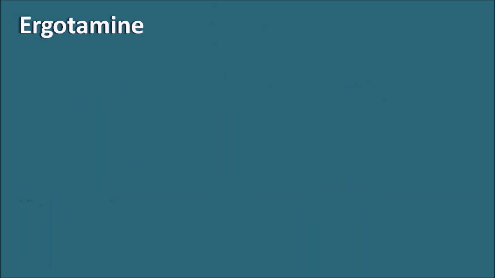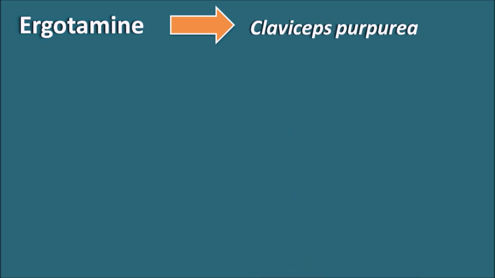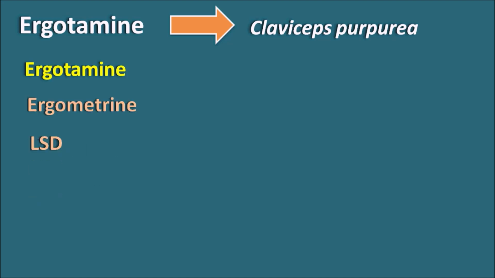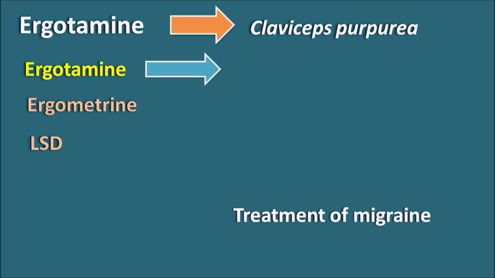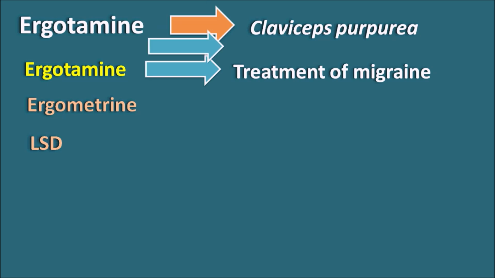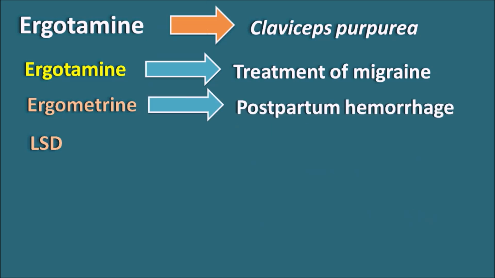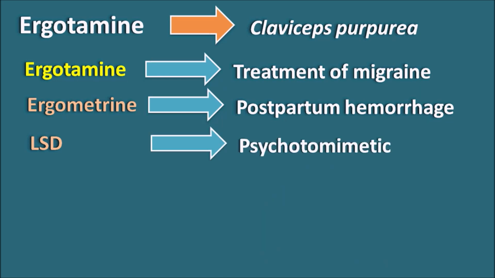And the next drug is ergotamine. Ergotamine comes from the fungus Sclerotium of Claviceps purpurea, and this produces many types of drugs like ergotamine, ergometrine, and lysergic acid diethylamide (LSD). Ergotamine is particularly used in the treatment of migraine, whereas ergometrine is used to prevent postpartum hemorrhage. And LSD is a natural product which is used as a psychotomimetic. It is not therapeutically used, but it can be used as an experimental tool in animals in order to produce hallucinations and psychosis.